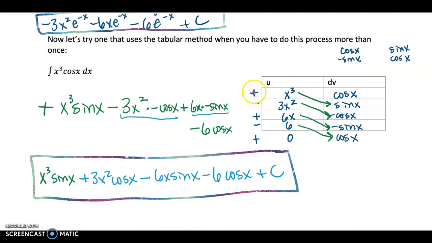Just remember, your signs are always positive. Start with positive and they alternate. And then you're always multiplying the top one times the second one. So essentially, this top right one and this bottom left one go away.